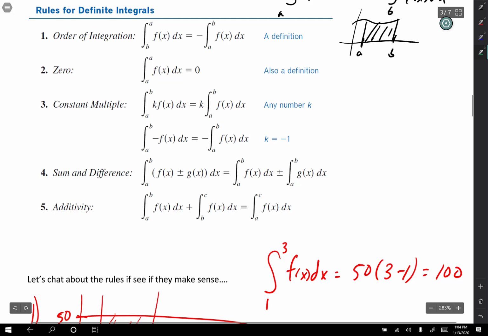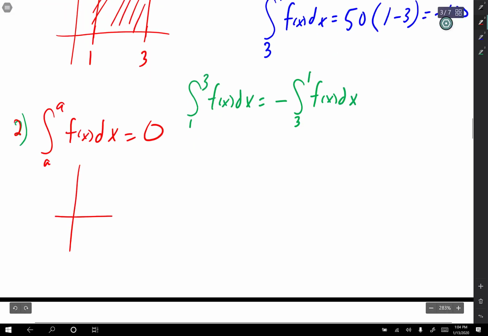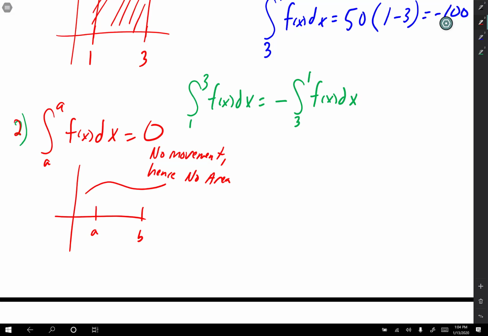All right. Rule number 2. This one's simple. Everyone's going to understand this one real quick. Integral from a to a of f of x dx. Rule number 2 says this is 0, because have you moved? Here's a, here's b, here's the curve. Lower limit a, upper limit a. Have you moved? No movement. Hence no area. Are we okay, guys?